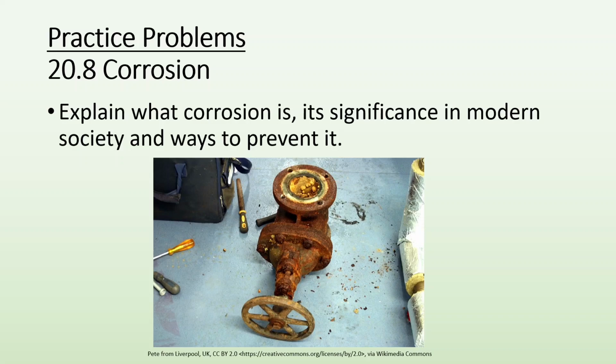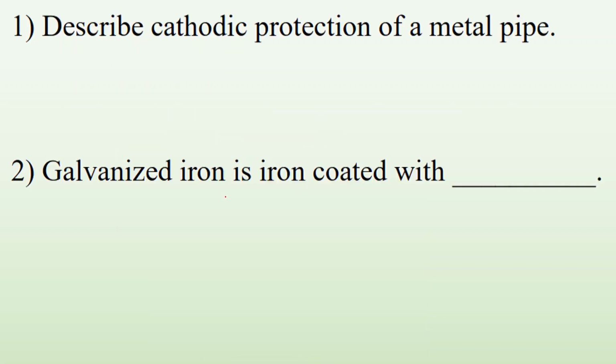Mr. Donahue here again. This time we're going to take a look at just a few practice problems on 20.8 corrosion. Explain what corrosion is, its significance in modern society, and ways to prevent it. So here you can see a very corroded valve of some sort. So let's get into it.